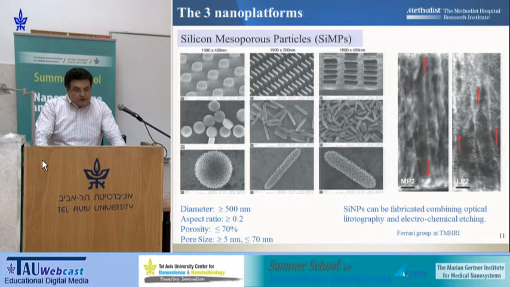And then, of course, we have been working a lot, and I'm still continuing working with the silicon mesoporous particles, which are discoidal in shape, and these were being developed within the group of Mauro Ferrari at the Houston Methodist Research Institute over the last 10 years, and probably even more. And they are discoidal in shape, and it's not by chance. And we can control, even in this case, the geometry. We can control the surface properties.